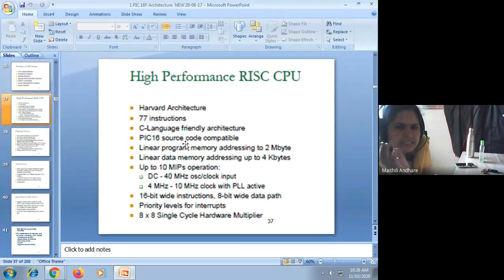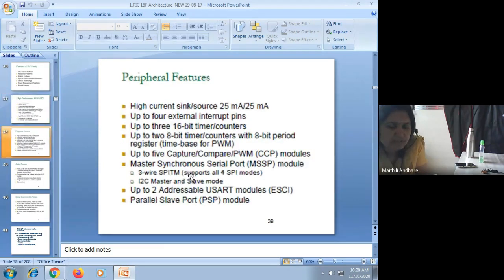So the most important thing is, it is an 8-bit microcontroller. It comes under the hardware architecture. It uses the RISC instruction set. It has 77 instructions. Here the frequency can be varied from 0 to 40. Basic features I am just revising. It has current sinking and sourcing capacity of 25 milliampere. It has 4 external interrupts. It has a total of 5 timers, 3 16-bit timers and 2 8-bit timers with the PWM facility. Then CCP modules are available, MSSP modules are available, two UARTs are available, and a PSP module is available.